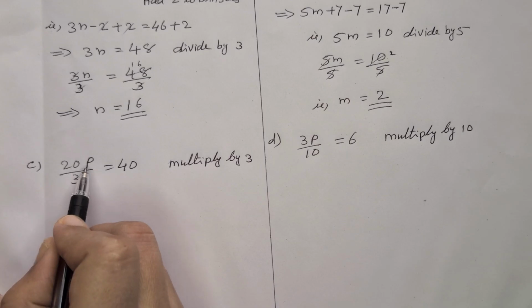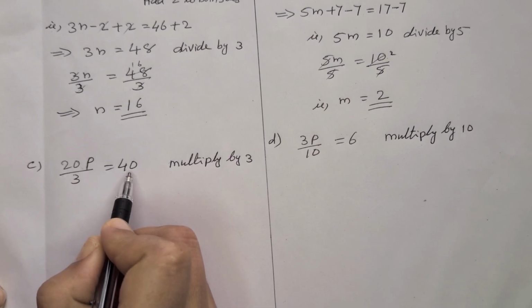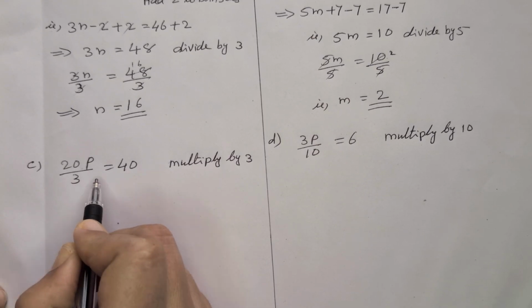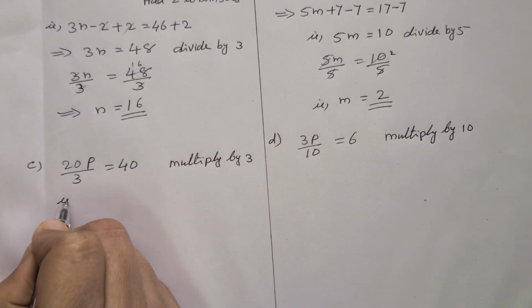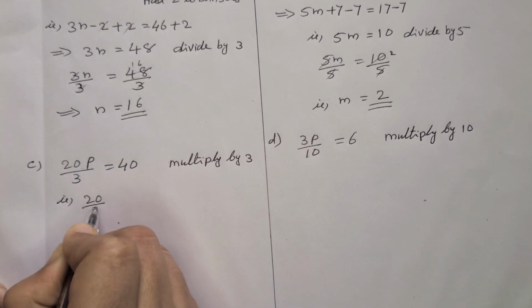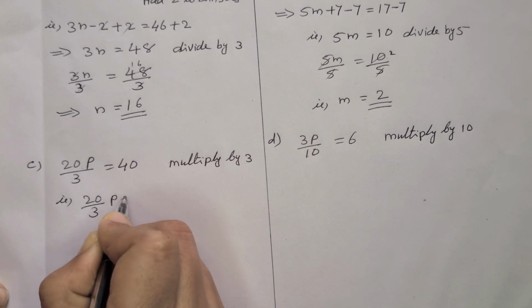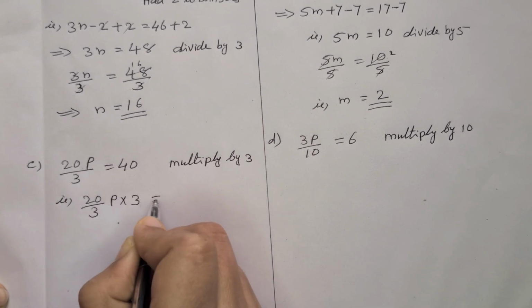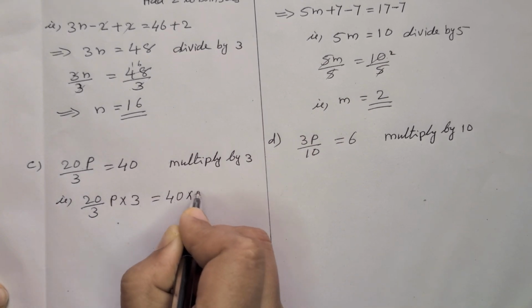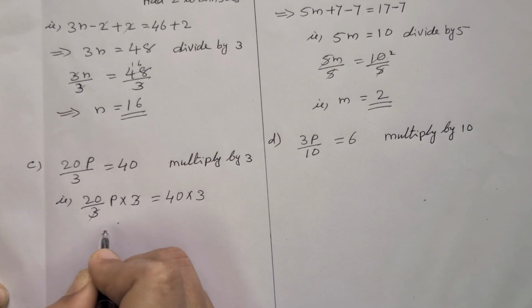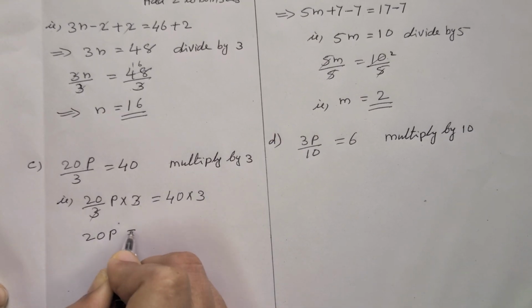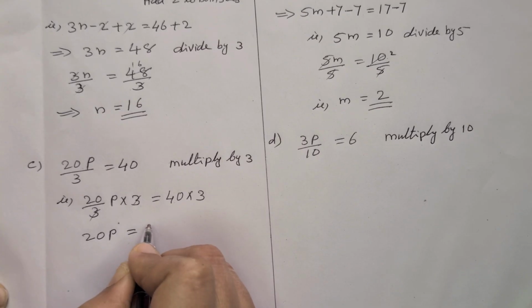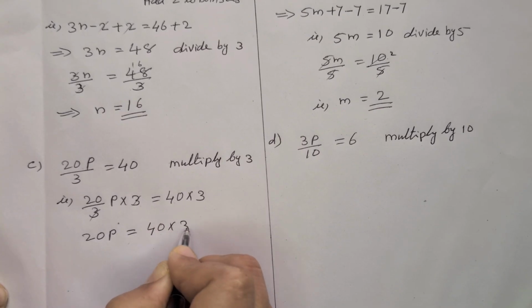See, 20p/3 is equal to 40. To remove the 3 from denominator, multiply with 3. That is 20/3p into 3 is equal to 40 into 3. This 3 and 3 will cancel. This side what we are getting: 20p is equal to the other side 40 into 3.